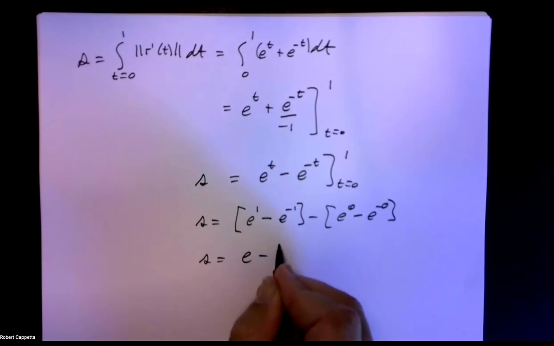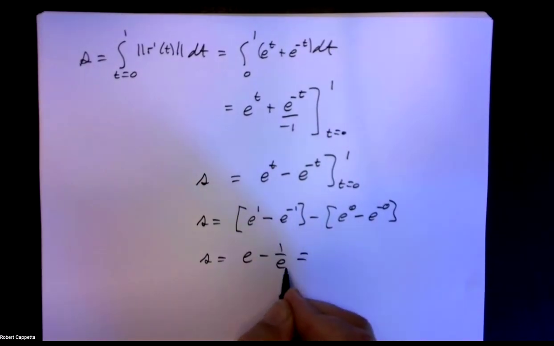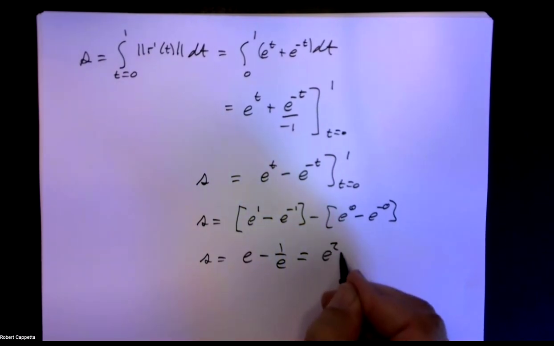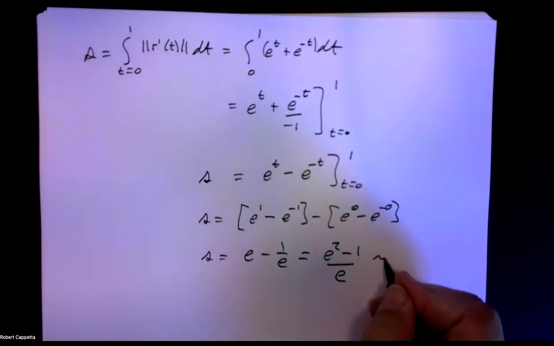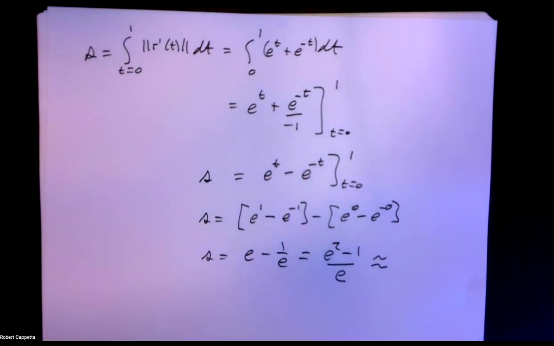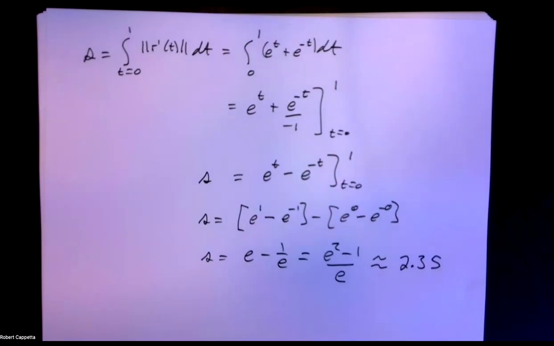So we get s is e minus 1 over e, which is what? e times e is e squared, minus 1, over e. And what is that approximately? Let's give ourselves a ballpark figure on that. And it's about 2.35. So let's go back and take a look at our picture to see if that seems reasonable.